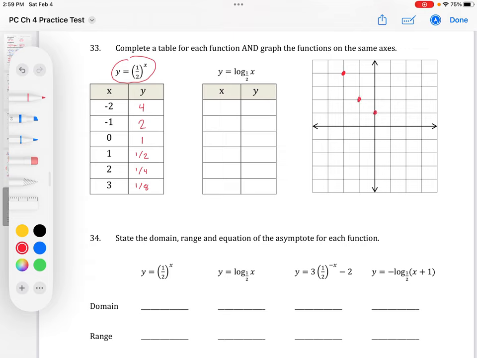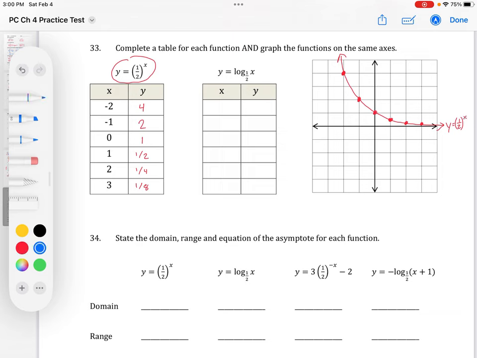Left 1, up 2; 0, 1; 1, 1/2; 2, 1/4; and then 3, 1/8. So this, we can see, is an exponential decay. And I know it's decay because its base is 1/2. So remember, if it's got a base between 0 and 1, that means it's an exponential decay. And then I'm just going to label this. So this is y equals 1/2 to the power of x.